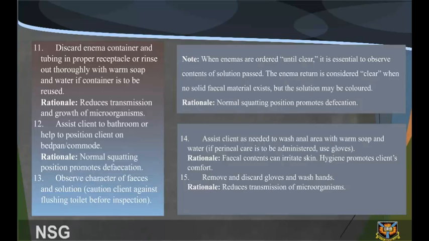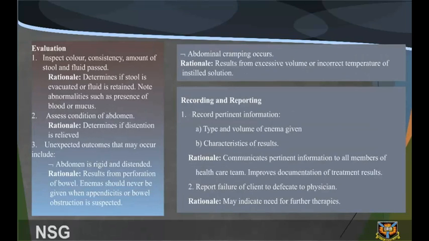This reduces transmission of microorganisms. Evaluation. 1. Inspect color, consistency, and amount of stool and fluid passed. This determines if stool is evacuated or fluid is retained. Note abnormalities such as presence of blood or mucus. Assess the condition of the abdomen. This determines if distension is relieved.